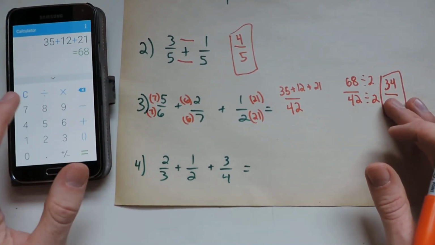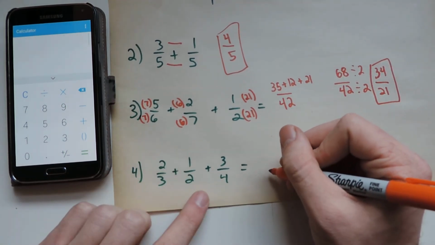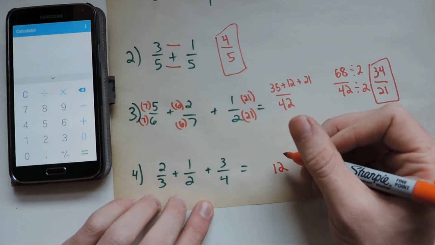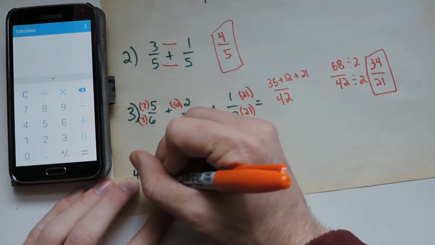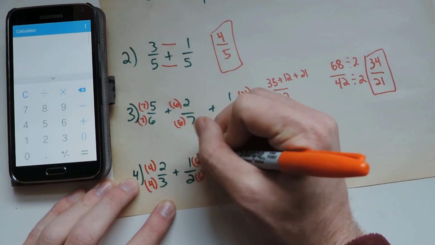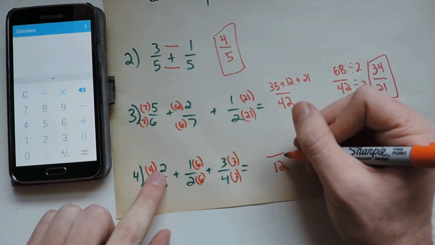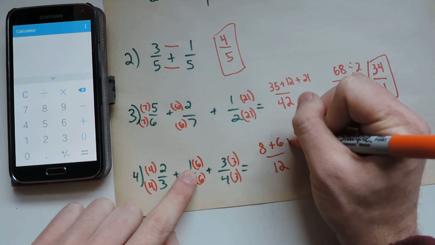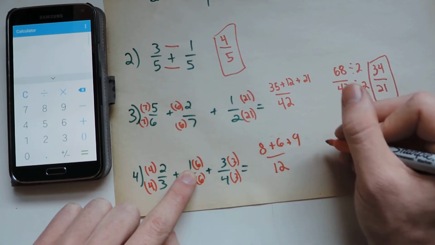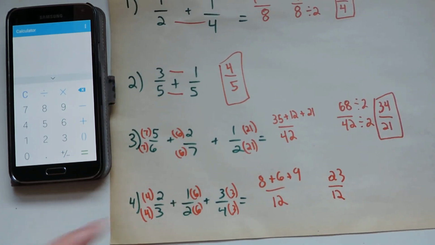Now, this next one, what we're going to want to do is, again, find the lowest common denominator. And so in this case, it looks like 12. Yeah, 12. And so how do we get 12 here? We have to multiply 4 on the top, 4 on the bottom, 6 on the bottom, 6 on the top, and then 3 here, and 3 here. Now that's how we get our 12. So we're going to have to do 8 plus 6 plus 9, which gives us 23 over 12.